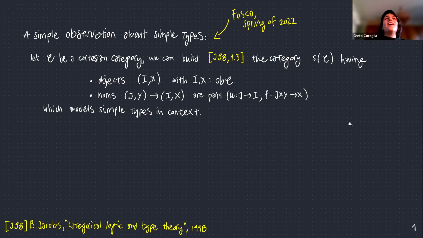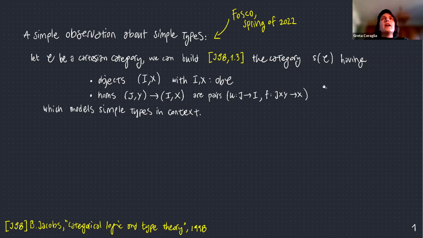Perfect, thanks. Okay, so he got this example from Jacobs' book, and the example was this. If you take a Cartesian category C, then you can build a category SC that has objects pairs (I, X), which are objects in C, and homomorphisms, which are pairs of maps, where the first map is the map between the first components, and the second, f, is a map from J times Y to X. So it's kind of a mixed map.